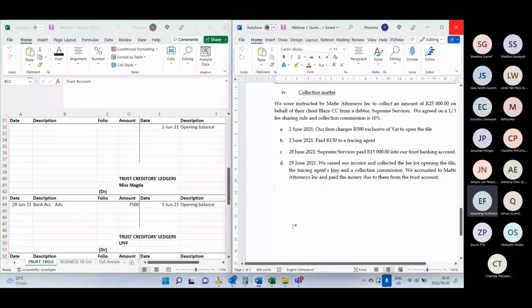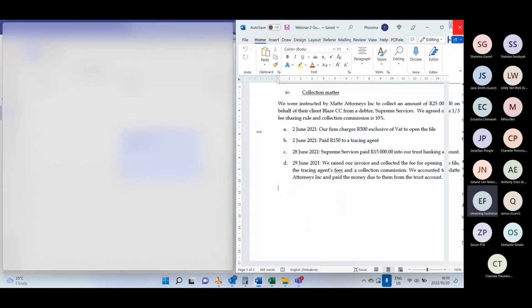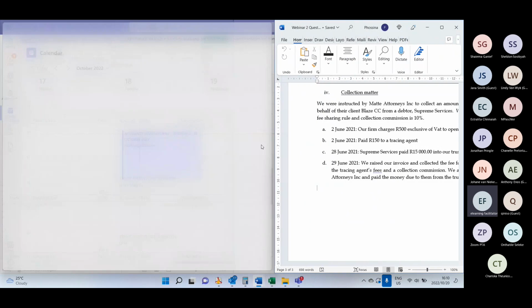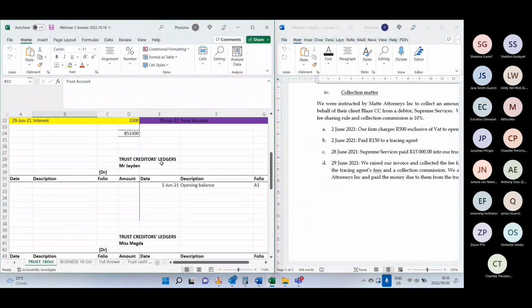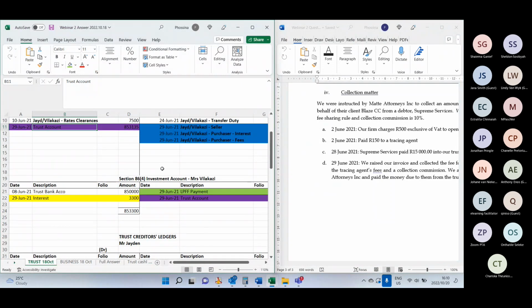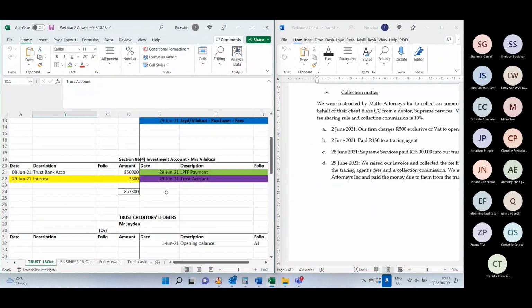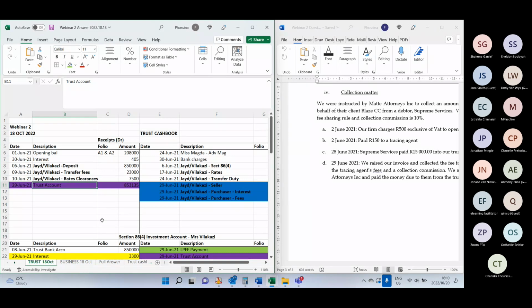Okay, so I'm back to the screen where we can see our Excel workings as well as our question. Hopefully you can see, can someone just confirm before I move on? Can someone confirm if you can see the Excel as well as the Word document? We can see both screens. Okay, thank you. Okay, so we'll continue.